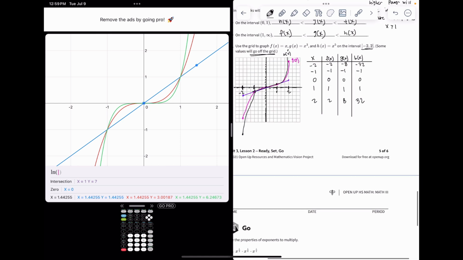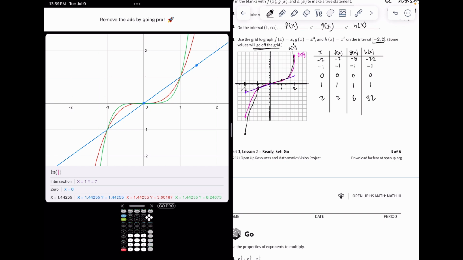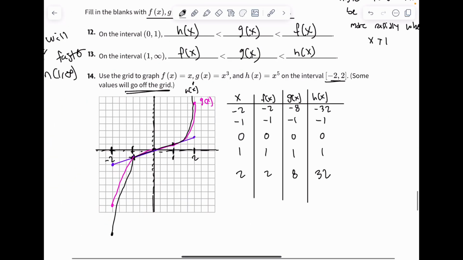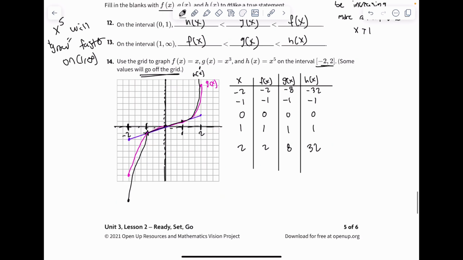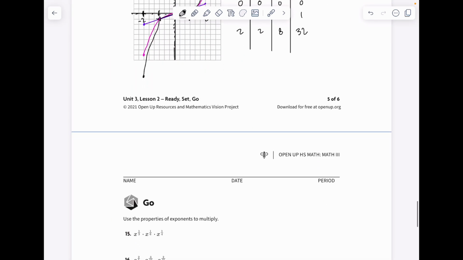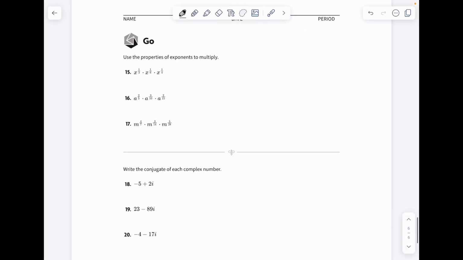It overlaps up here, and then it goes on. Sorry, I didn't do the best job here, but the graphing calculator is more beneficial. Now we're ready to go for the Go section.